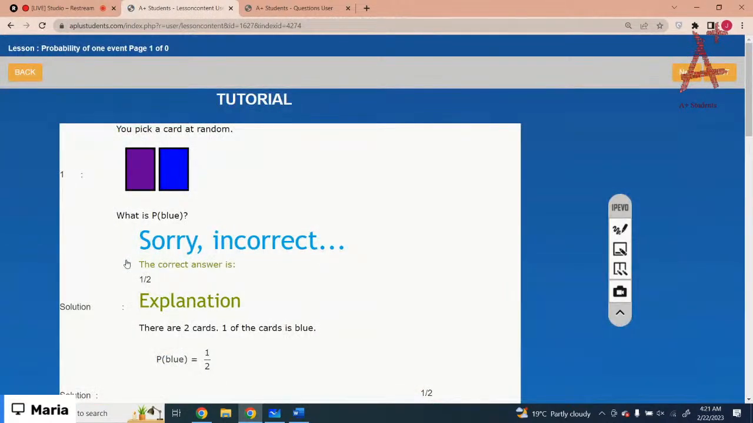Okay. You pick a card at random. What is the probability of blue? You have to calculate the total cards. How many total cards do you have? Just two cards. Out of the two, how many cards are blue?